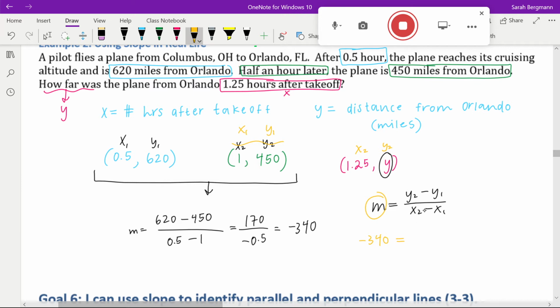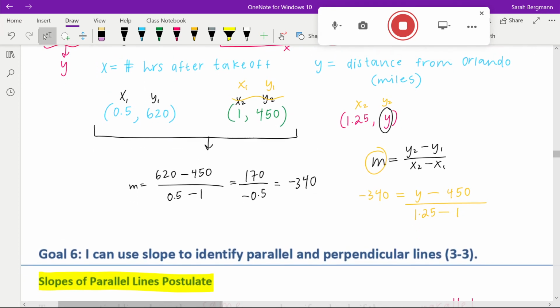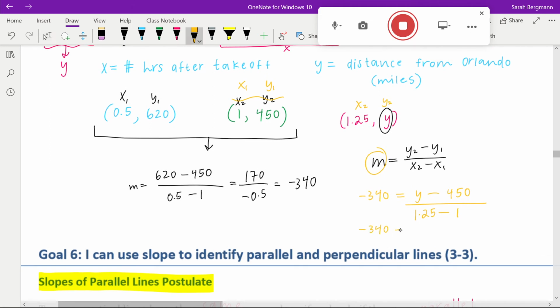So now I need to substitute in my values. So y2, I don't know. I'll just leave it as y. y1 is 450. x2 is 1.25. And x1 is 1. Now I should be able to solve this because it's an equation with only one variable. So I have negative 340 equals y minus 450 over 0.25.